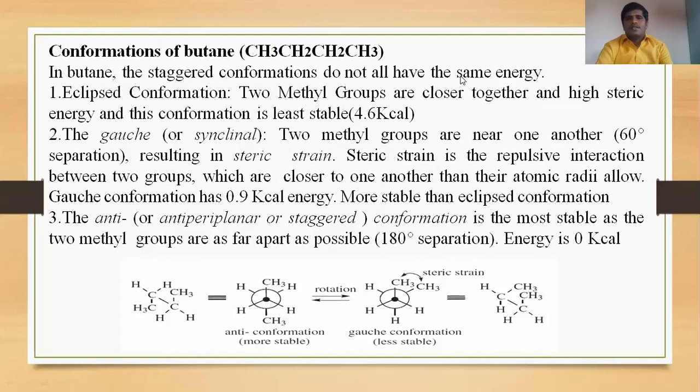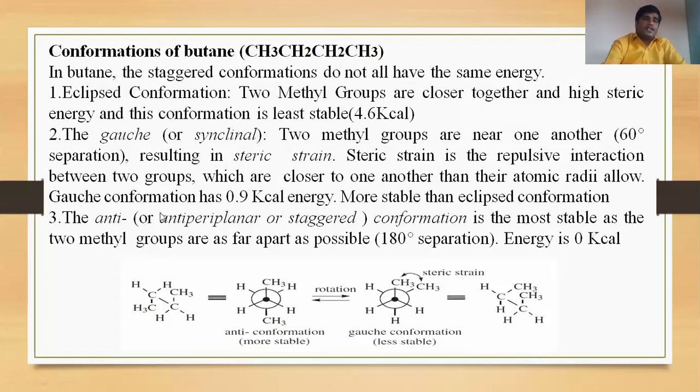Okay, then we will discuss the conformations of butane. We know the structure of butane: CH3, CH2, CH2, CH3. So how many conformations are possible in the case of butane? First is eclipsed, meaning two methyl groups are closer together, and due to that there is high steric energy, and that conformation is least stable, requiring 4.6 kilocalories.